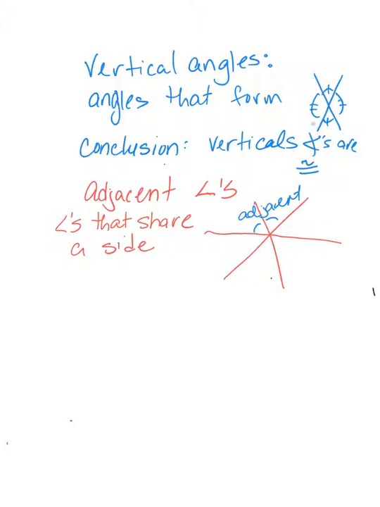So those two angles share a wall. Are they congruent? Yes or no? Are they equal? No. Not necessarily. They could be, but not necessarily congruent, okay? They could be.